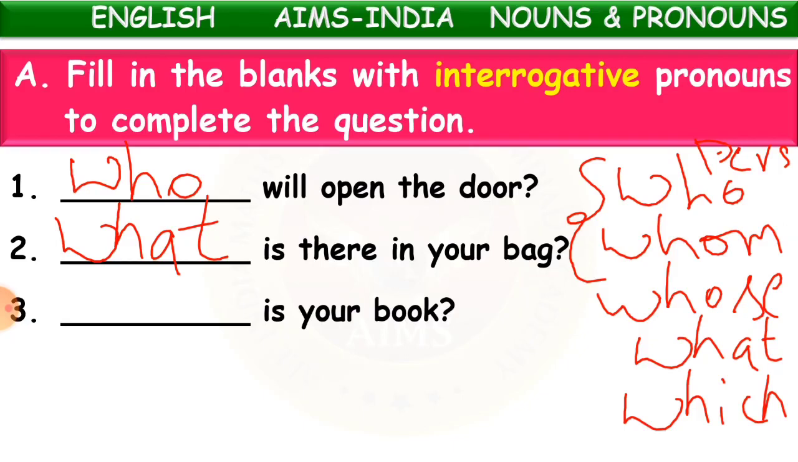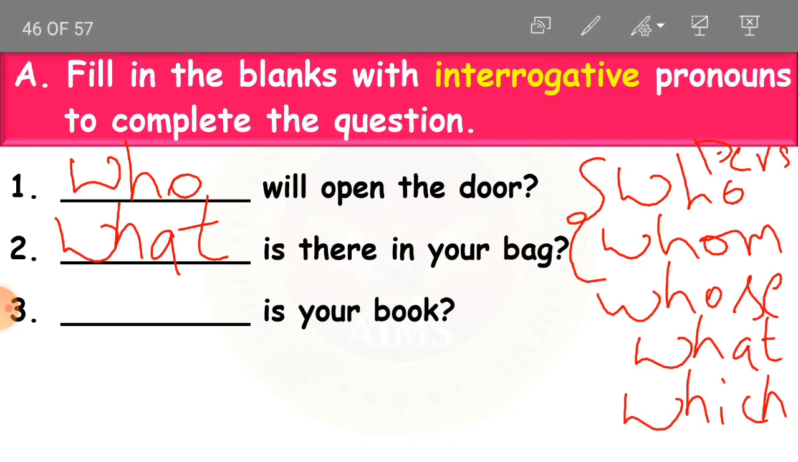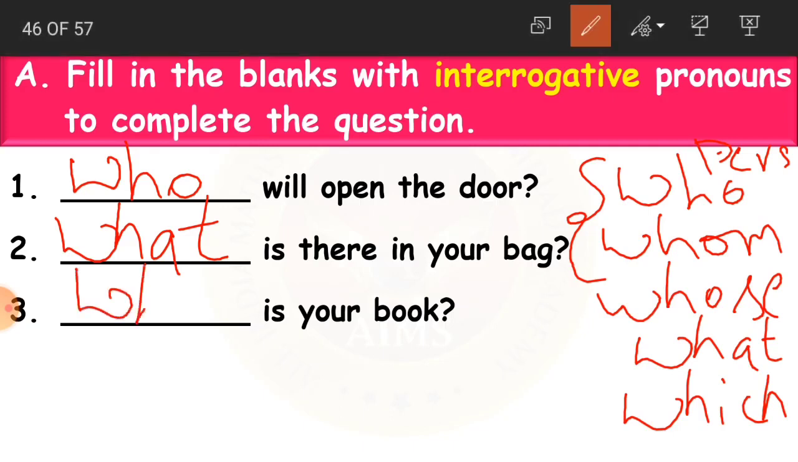want to know the location, we'll ask where is your book. But here we are not asking the location. We are just asking which is your book. In the sense we are having so many books, in that which is your book. So which is the answer here? Which is the book? We cannot use where in interrogative pronouns, children.